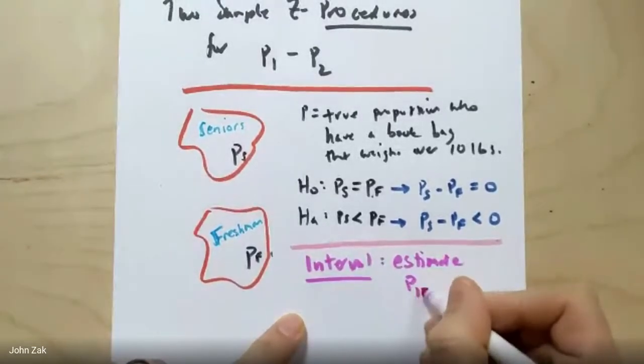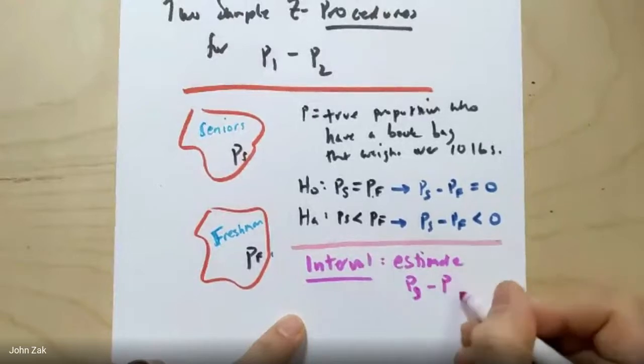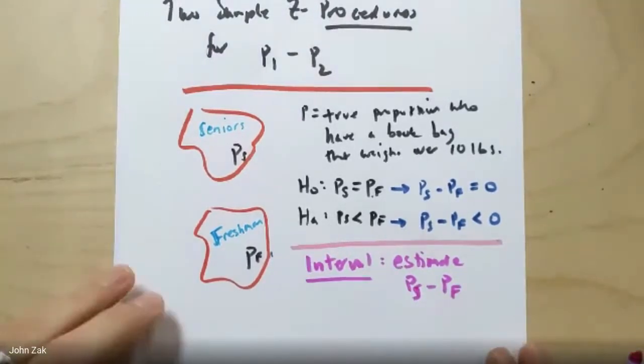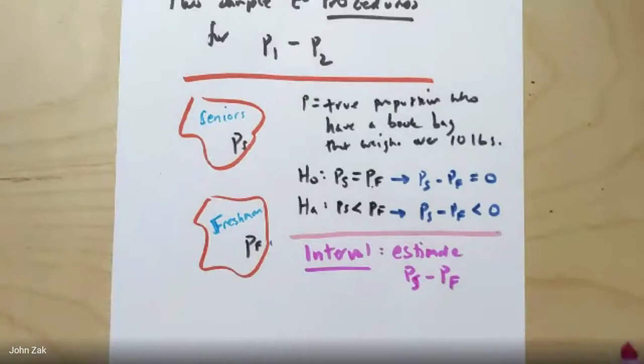What is the difference between PS minus PF? Now, would you expect this difference to be positive or negative, the way I wrote it? PS minus PF. Do you think the difference is going to be positive or negative? Well, I see Dominic chiming in with a dash, which is a negative sign, and Dominic is correct.